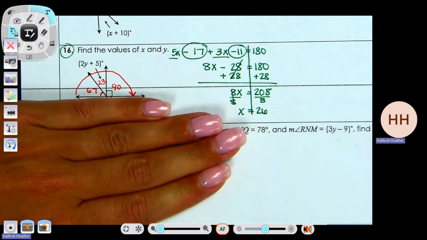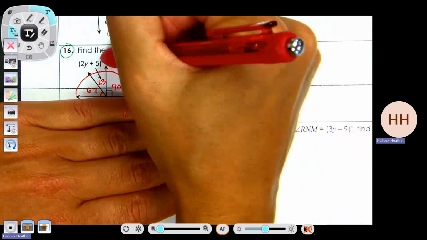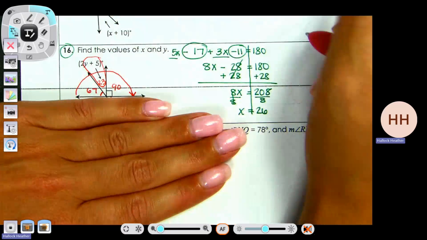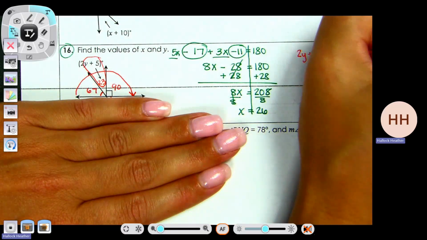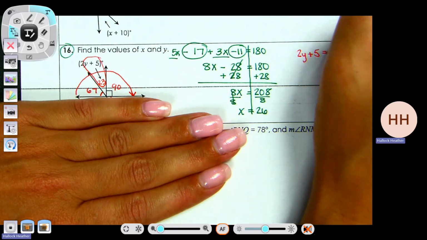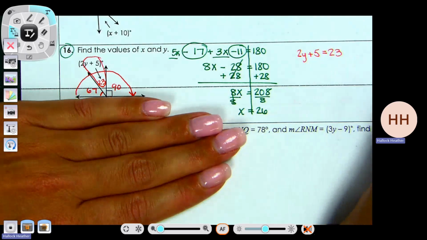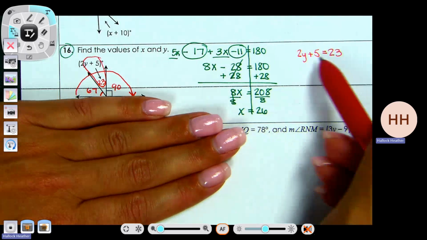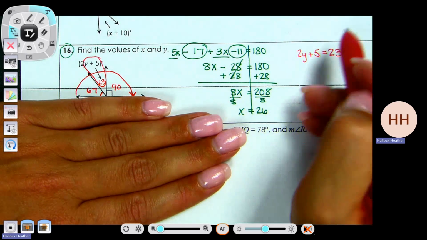Now the goal is to solve for y. So what should I do with 23 and 2y plus 5? Perfect. So I'm basically setting them equal to each other. That is not the only way to do it. There's a million ways. Geometry is kind of like a puzzle. It's using what you know and moving around things until you can figure out what to do with them. So I'm going to just subtract 5 and divide by 2.